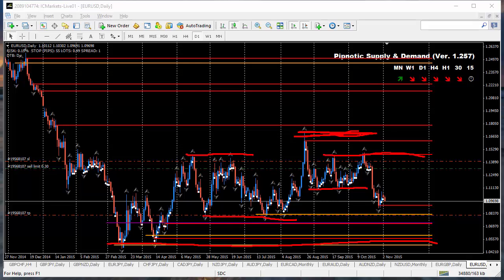But if we want to draw supply and demand, we wouldn't draw it just up here, we would draw it like this, because we would have to have a closer look at price, the behavior of price, when it comes up and forms this high and is rejected. So we like to see a specific price pattern on the approach and on the rejection.